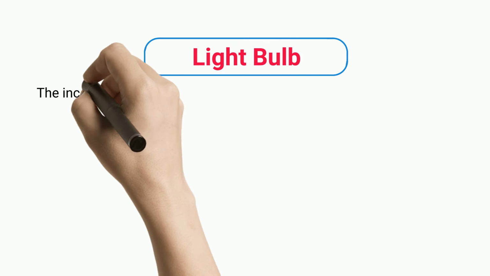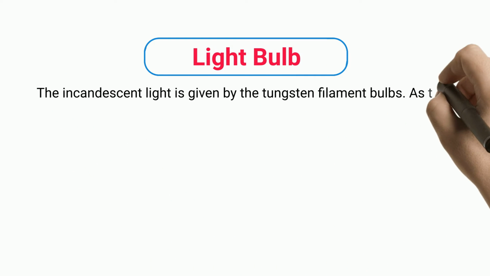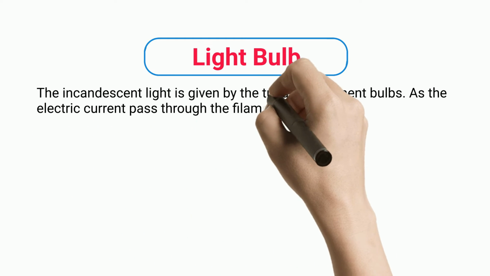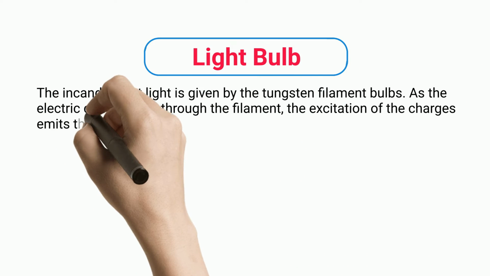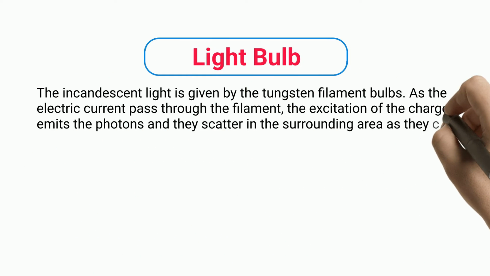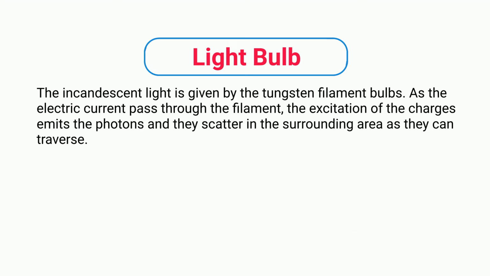Light bulb. The incandescent light is given by the tungsten filament bulbs. As the electric current passes through the filament, the excitation of the charges emits the photons and they scatter in the surrounding area as they can traverse.